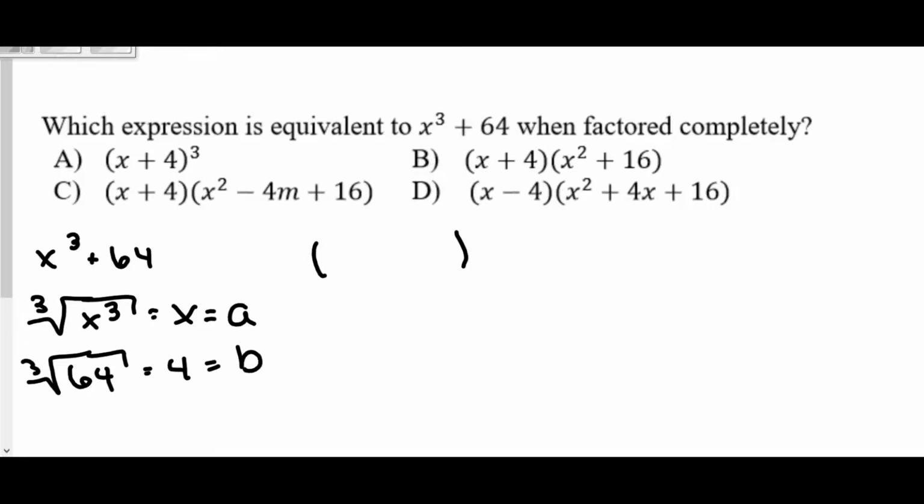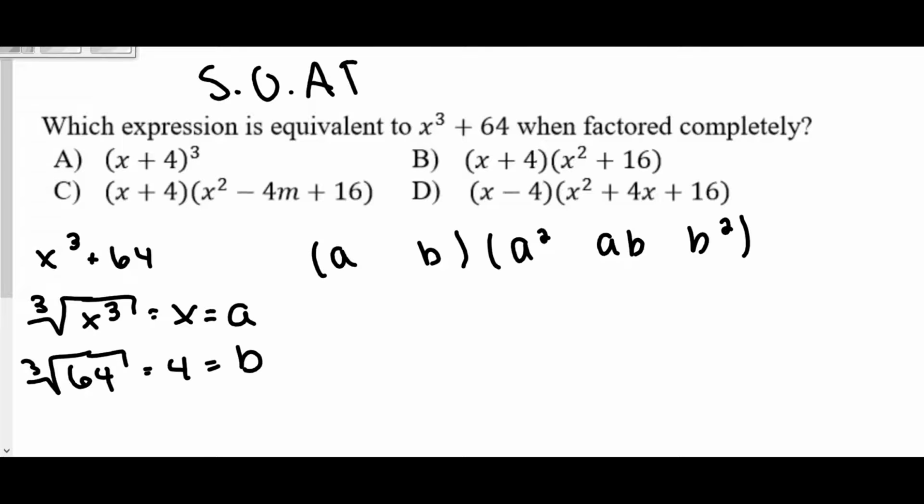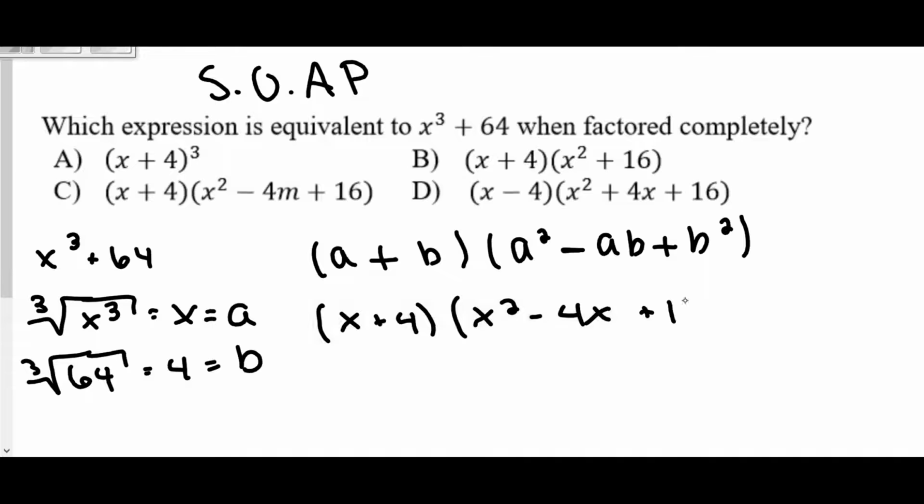And then I'm just going to write out a squared, ab, b squared. And I left the signs out on purpose because the way that we figure out our signs is SOAP. And that means same as the original, opposite as the original, always positive. And then you're just going to substitute in. A is x, b is 4, a squared is just x squared, a times b is just 4x, and 4 squared is 16.